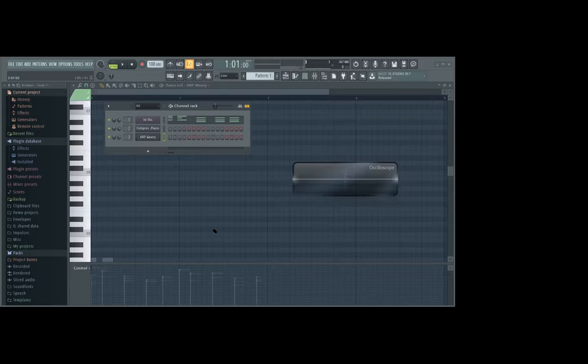Quick question. Yeah, I just wanted to know, what program do you use? I might have missed this, but the name of this program here? Yeah, it's called FL Studio.